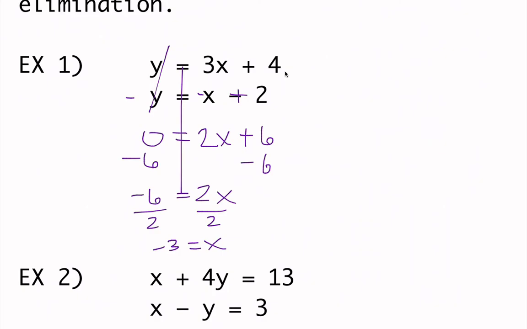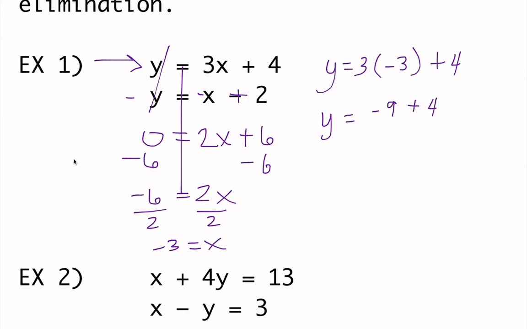So now that I know what x is, I'm going to go back to my original equation. I don't like to use the bottom one because we messed with it. You see how I changed it? So I'm going to use the one that's not messed with, so this top one. I'm going to take out the x and replace x with negative 3. So y equals 3, replace x with negative 3, plus 4. Well, 3 times negative 3 is a negative 9. I can't forget about my plus 4. So negative 9 plus 4 is a negative 5. So I know my final answer will be negative 3, negative 5.